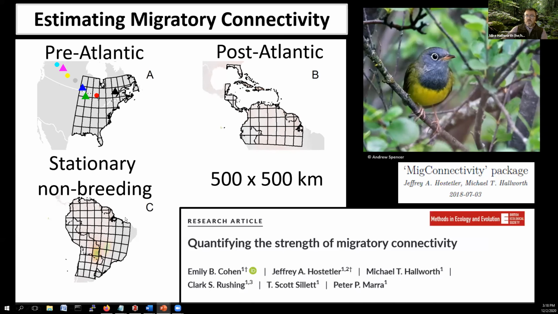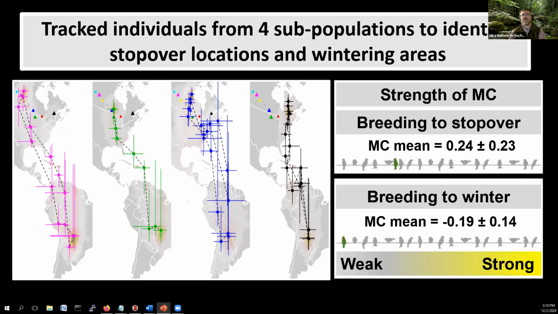So here are some of the tracking results. Each one of these dotted lines connects individuals. It's not necessarily where those individuals went or the track that they took, but it's connecting individuals for you. The strength of connectivity we found is stronger between the breeding grounds and the first stopover location. And there's weak connectivity between the breeding grounds and where they winter, in the northern Gran Chaco region of South America, so all individuals from all of these populations that we tracked are wintering in similar locations.